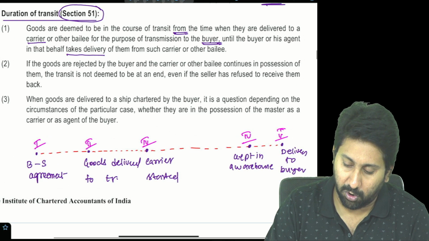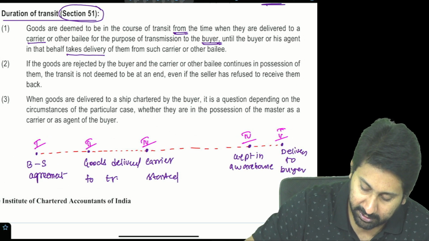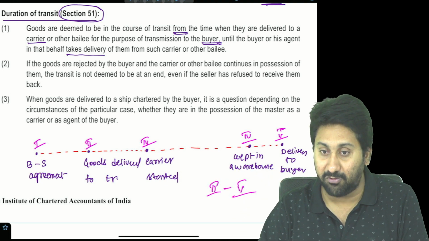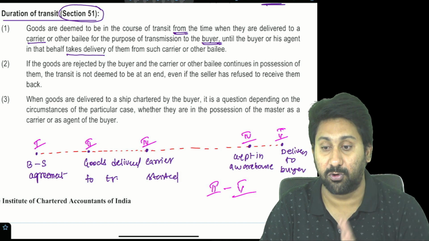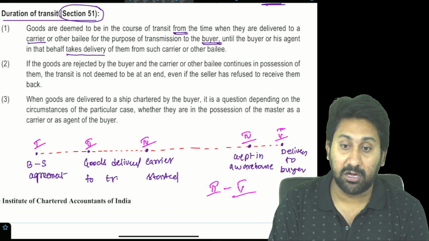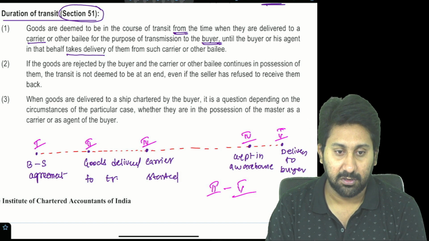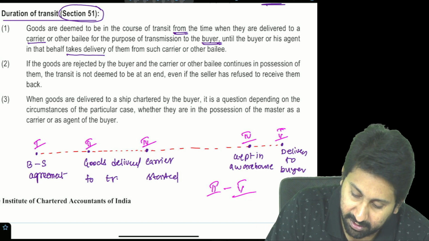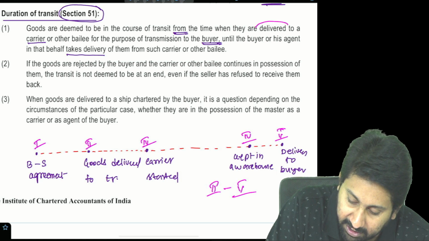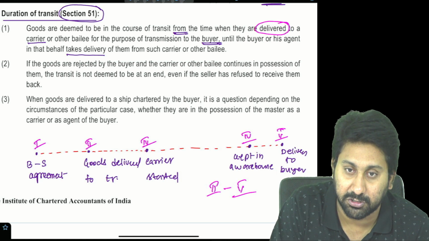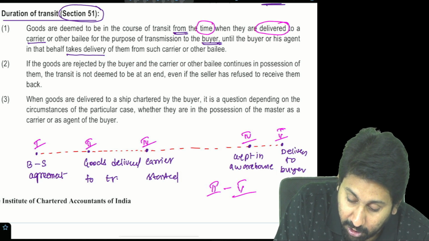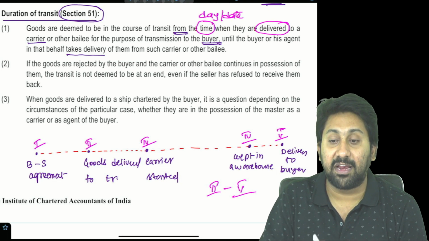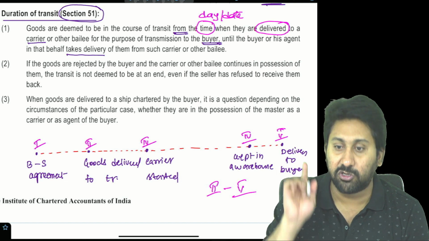Okay. Now what will be the transit period? Transit period will be from 2 to 5. Not 1 to 5, not 1 to 4, not 2 to 4. It will not even be 3 to 5. I delivered to you, that's all. From that time when they are delivered, and moreover the word used is from the time, not from the day, not from the date. If I deliver at 12, from 12 you should count.